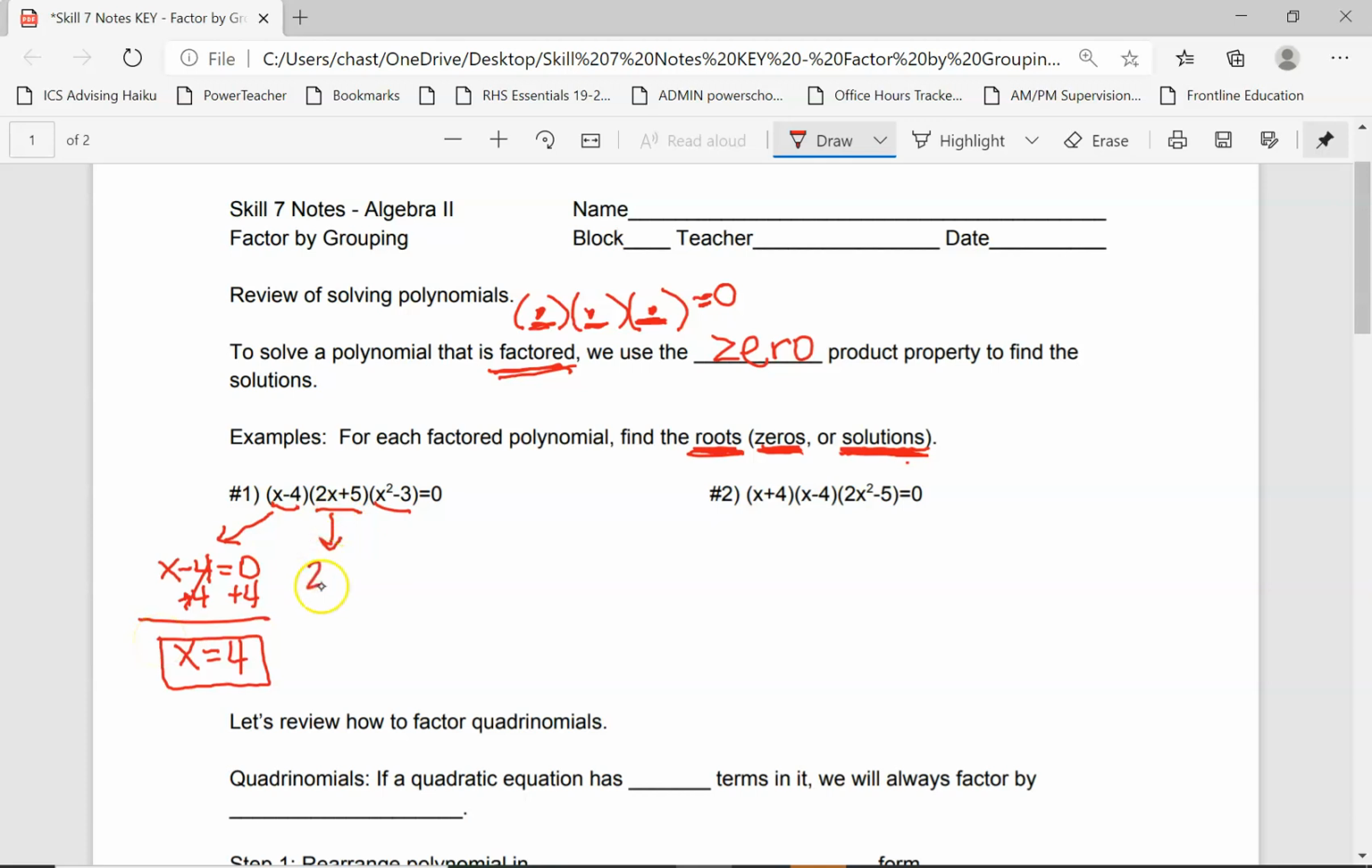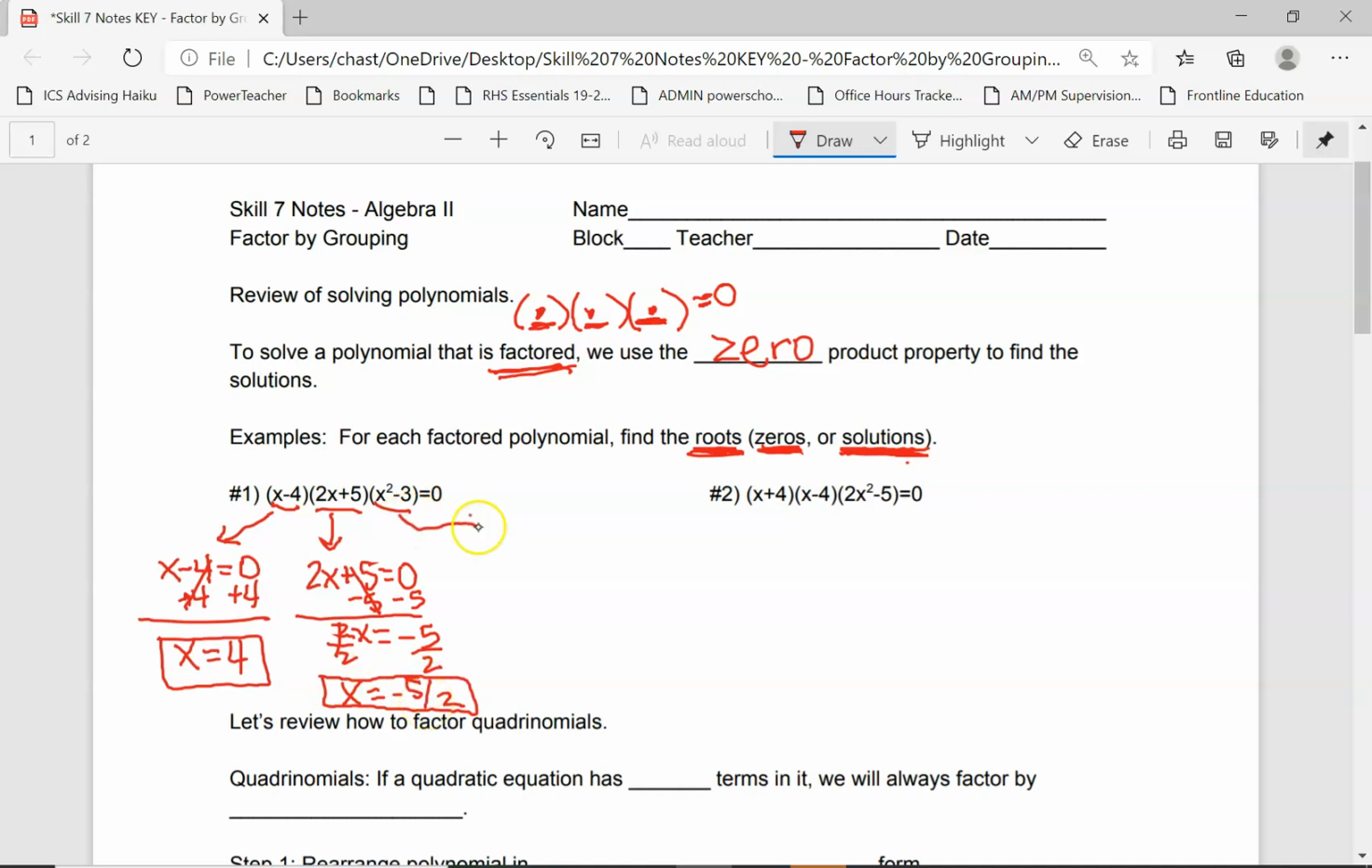For the middle factor, again, just set that factor equal to 0 and solve for x. So first we subtract 5, and then we divide by 2. And we get x equals negative 5 halves. If you wrote that as the decimal negative 2.5, that would be fine as well.